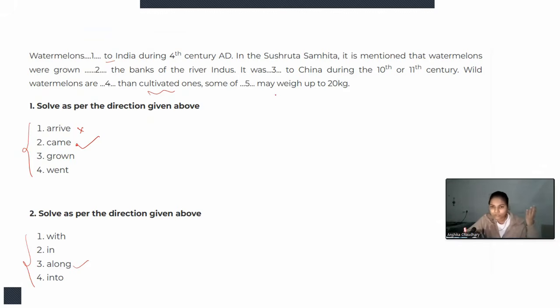If we see forward: some of them may weigh up to 20 kilograms. So here we are talking about watermelons. Some of them will be used, right? Some of them. We are talking about watermelons weighing up to 20 kilograms.